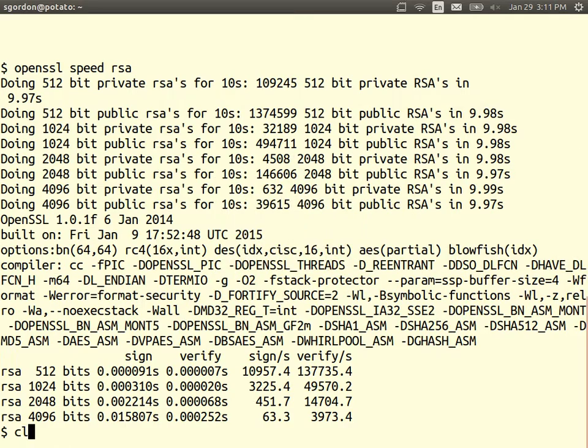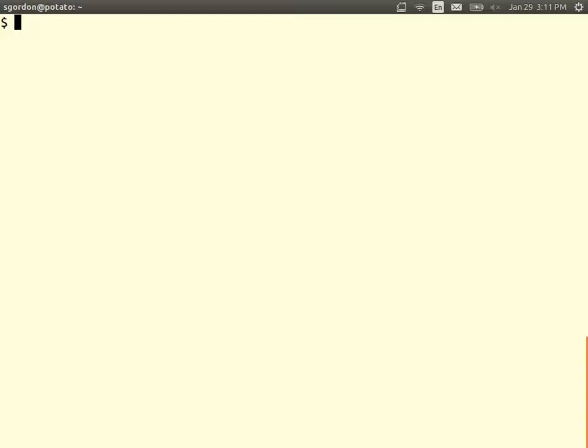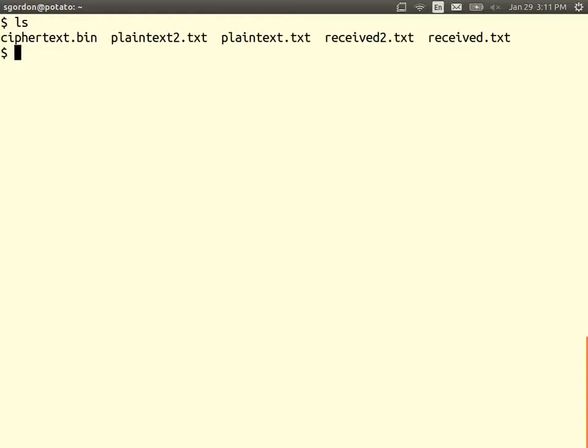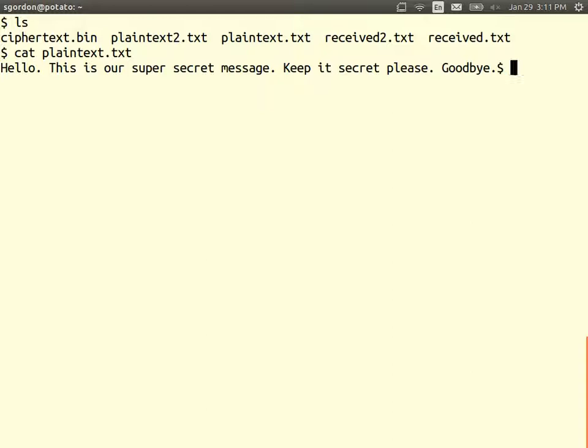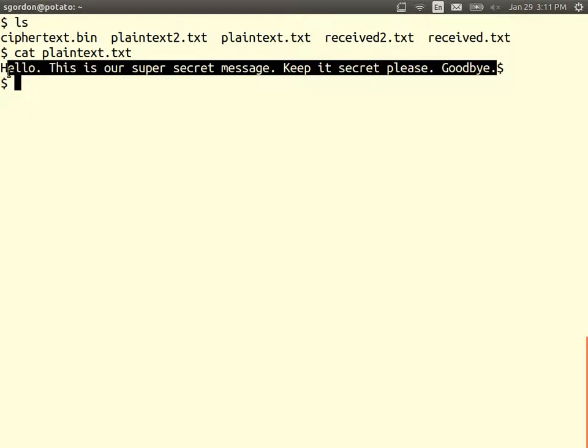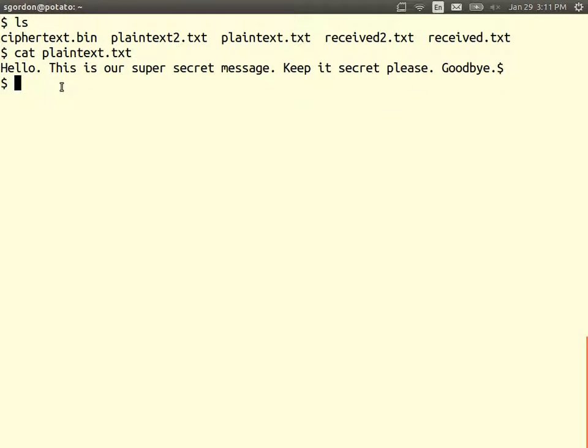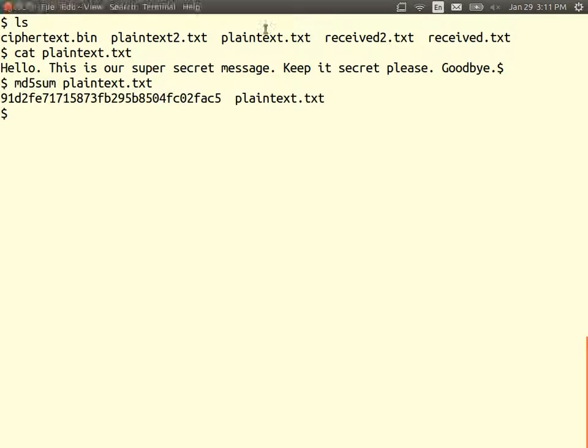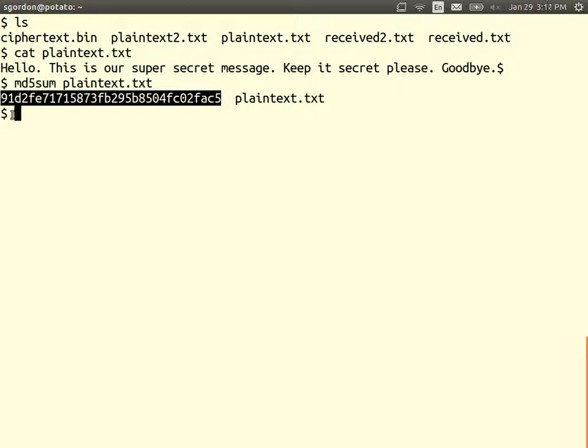I don't know if it will work fully, but let's try and encrypt a message. Here's our message. That's M. What do we do first? Before I send, I take a hash of that. MD5 is the name of a hash function. So md5sum on that file takes a hash of that actual message. There's the hash value. So we have M and hash of M.